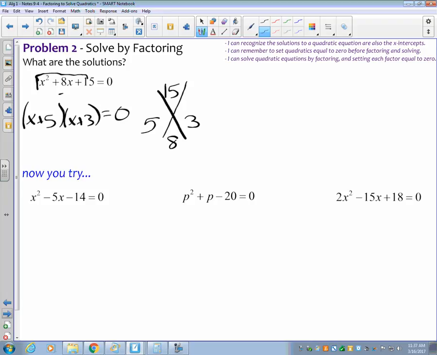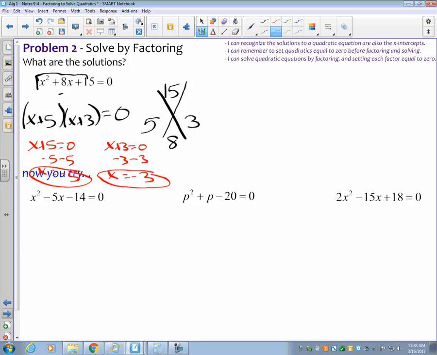Now we have a problem just like the ones we were doing. We split it into its 2 pieces. x plus 5 equals 0, x plus 3 equals 0. Now, if you were just looking at it, what's the opposite of 5? Negative 5. What's the opposite of 3? Negative 3. So the answers to these are x equals negative 5 and x equals negative 3. You get it?